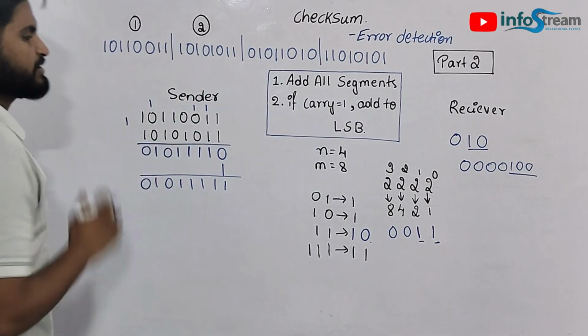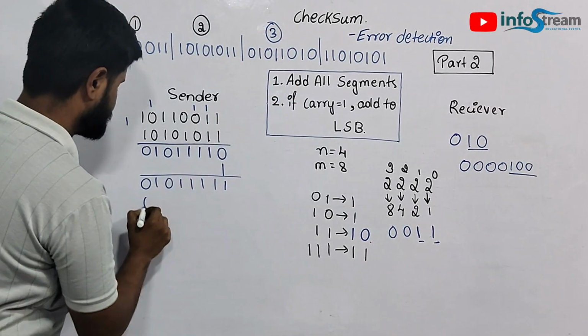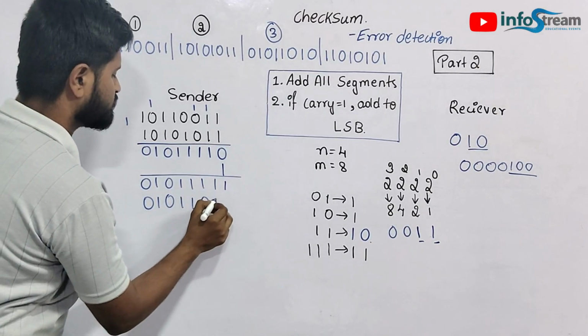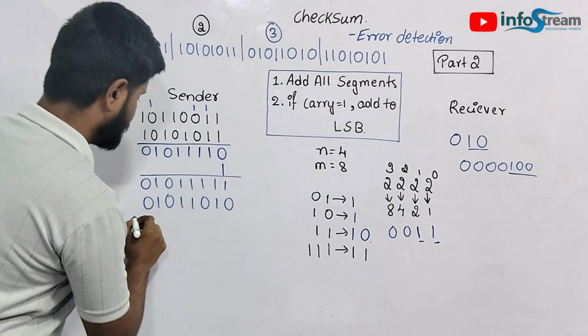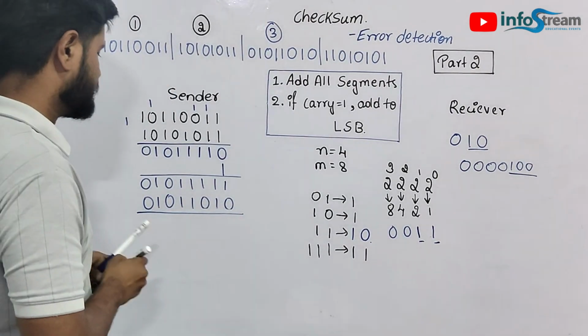Now the first two segments are over. Now let's add the third segment. What is the third segment? 0, 1, 0, 1, 1, 0, 1, 0. Now if I add this one, what will be the value?